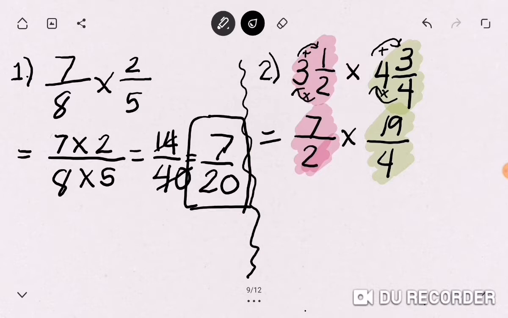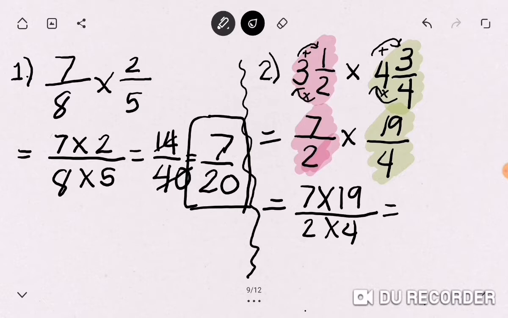So, in this case, pwede na tayong mag-multiply, considering na meron na tayong dalawang improper fractions. So, we have 7 times 19 all over 2 times 4. 7 times 19 is equivalent to 133. 2 times 4 is 8. Since ang ating sagot ay improper fraction, pwede natin siyang i-simplify by changing it to mixed number. So we have 133 over 8 is equivalent to 16 and 5 over 8.